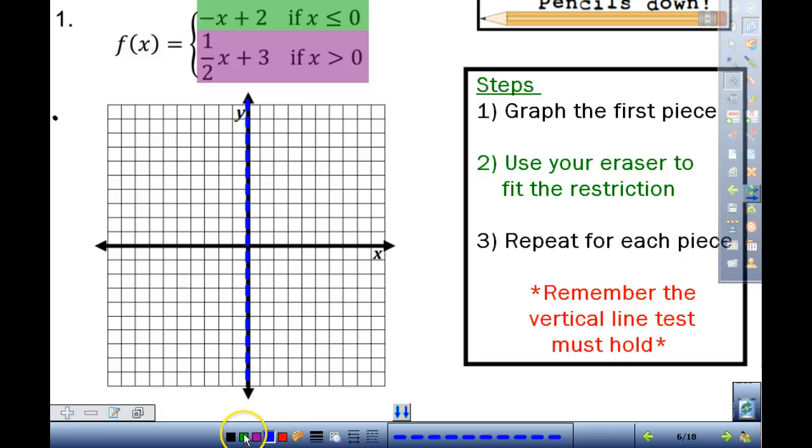So, if x is less than 0, that means that's the one to the left. That graph of negative x plus 2 will be on the left side of my dotted line. And same thing here, greater than is going to be to the right. So the graph of 1/2 x plus 3 will be on the right.